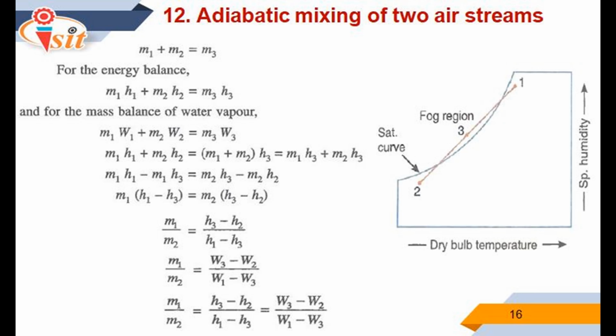The figure shows the fog region. When the warm and high humidity air is mixed with cold air, the resulting mixture will form fog. Fog also results when the steam or very fine water spray is injected into air in a greater quantity than the required saturated air.